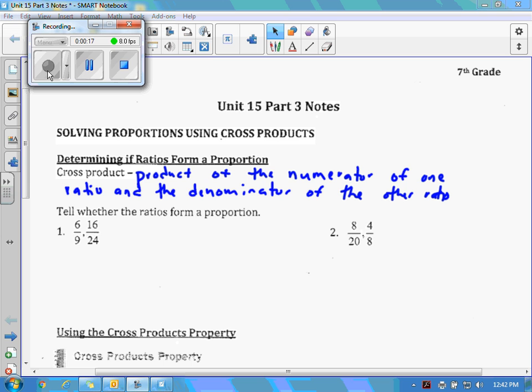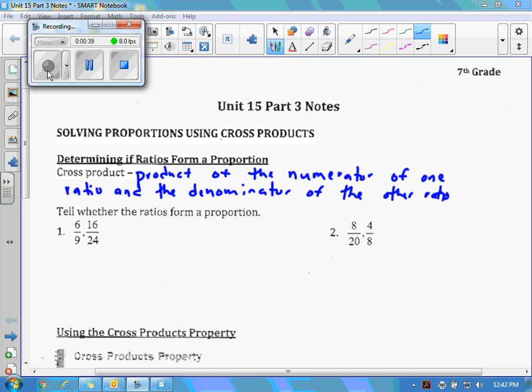First we need a definition of cross products. A cross product is the product of the numerator of one ratio and the denominator of the other ratio. So numerator of one, denominator of the other. Let's look at how to tell whether ratios form a proportion. We're trying to decide if these are going to be equal to each other, so we're going to do that by finding cross products.